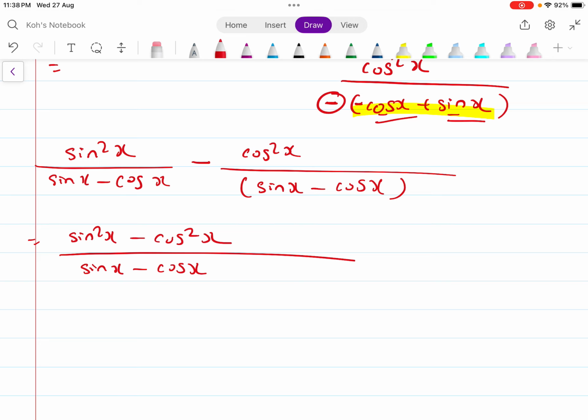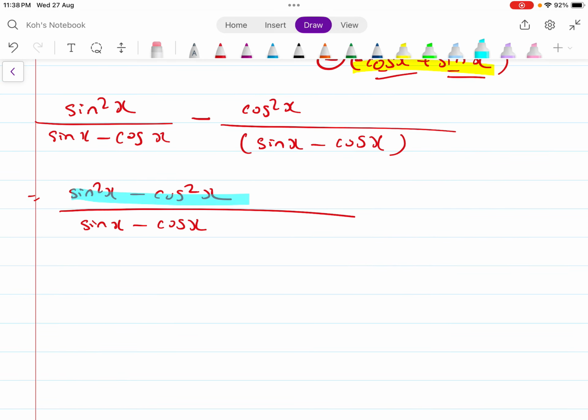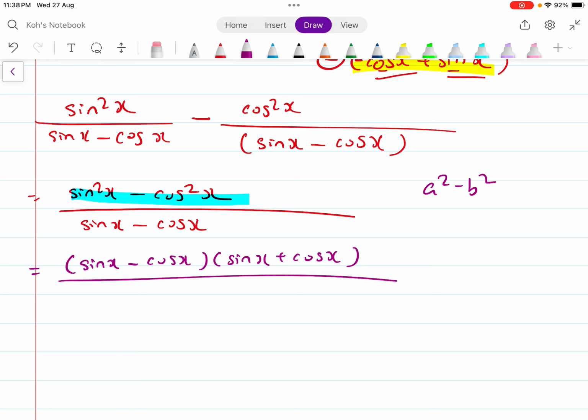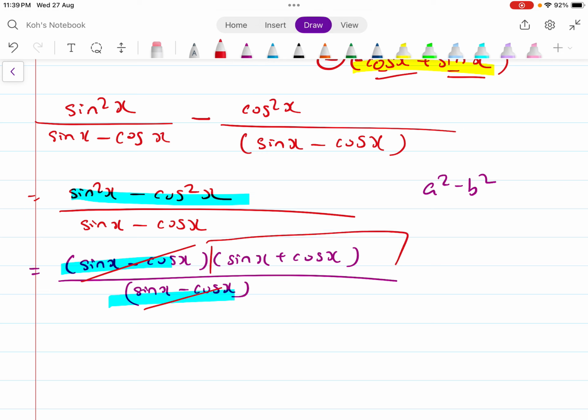They want the sine x plus cosine x. So what we can do to the top, because you look at the top, is something like a square minus b square. A square minus b square will give you a minus b, a plus b. So I can do the factorization: sine x minus cosine x, then sine x plus cosine x, over the whole thing, sine x minus cosine x. So you can see this part and this part can cancel. What is left is only sine x plus cosine x. So this is how we prove 7 part D. Quite difficult for this.